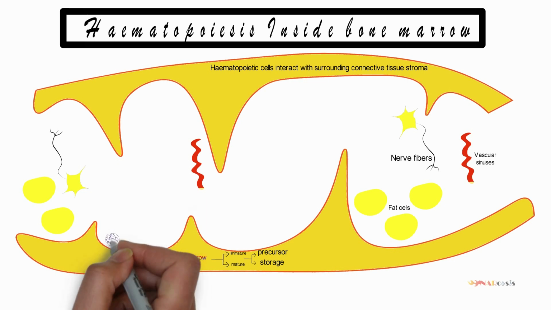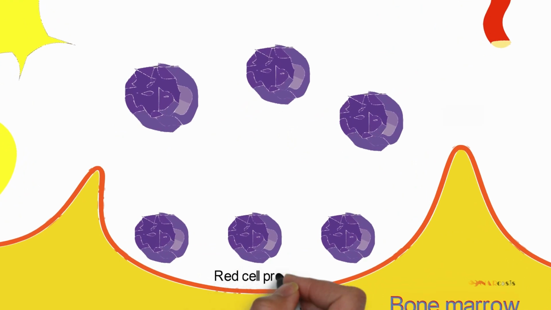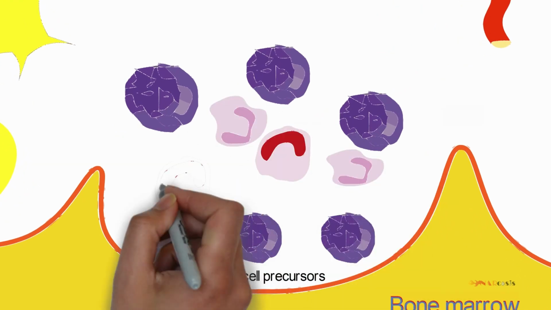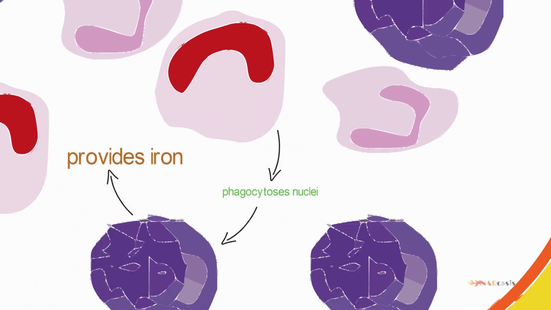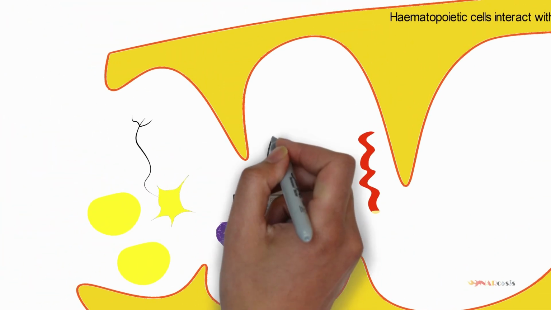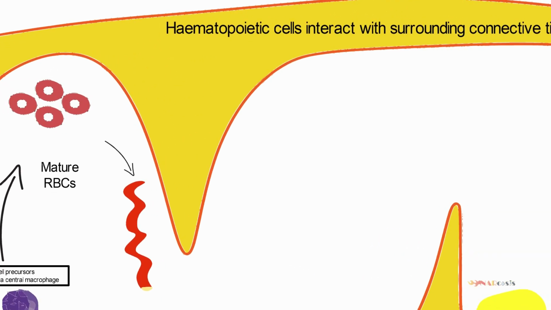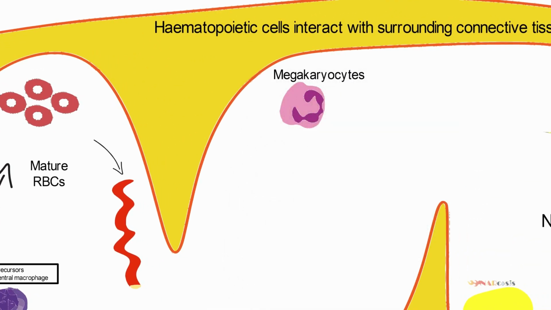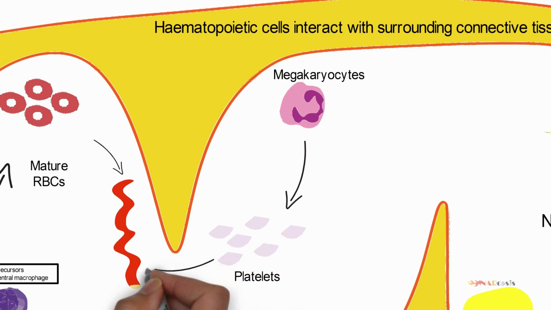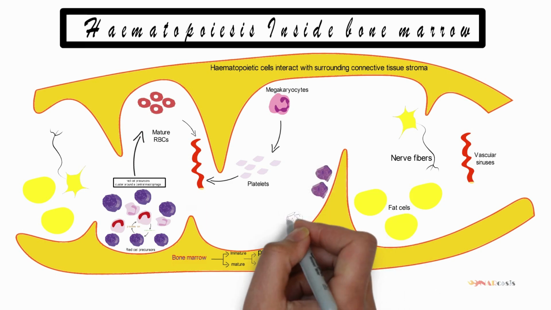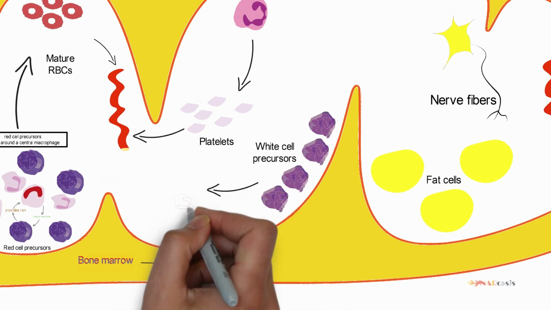First, we have the red cell precursors, which are the mother of the RBCs. These cells usually cluster around a central macrophage, which provides iron to these cells and also phagocytoses their nuclei. So this cell becomes a corpuscle and not a cell when it is secreted to the blood. Also, we have megakaryocytes, which are large cells that produce and release platelets into the vascular sinuses, and the white cell precursors, which are clustered next to the bone trabeculae and give the maturing WBCs.